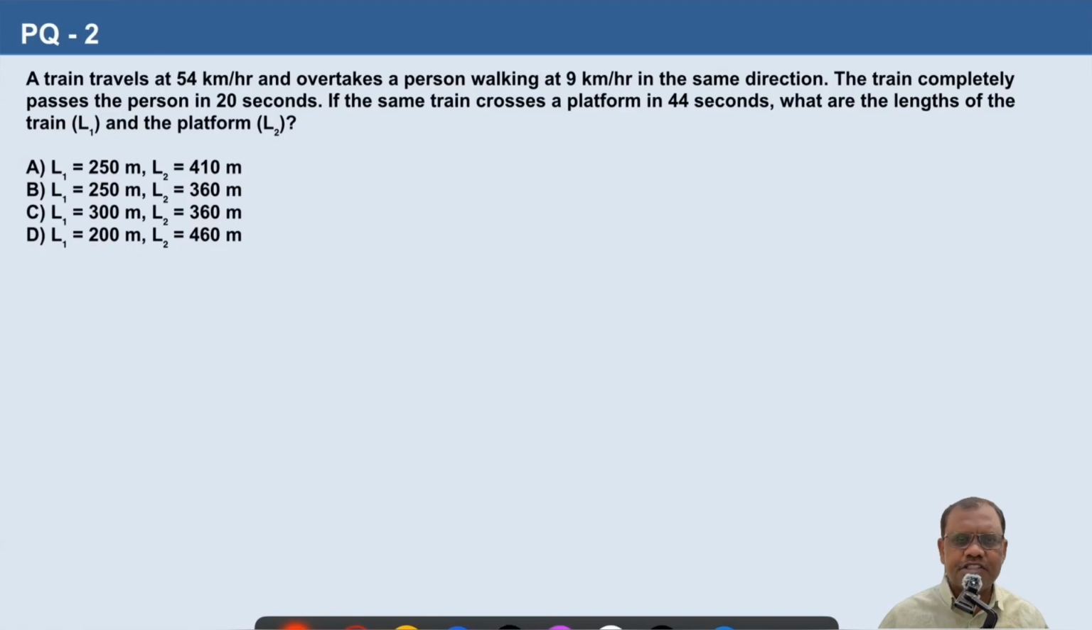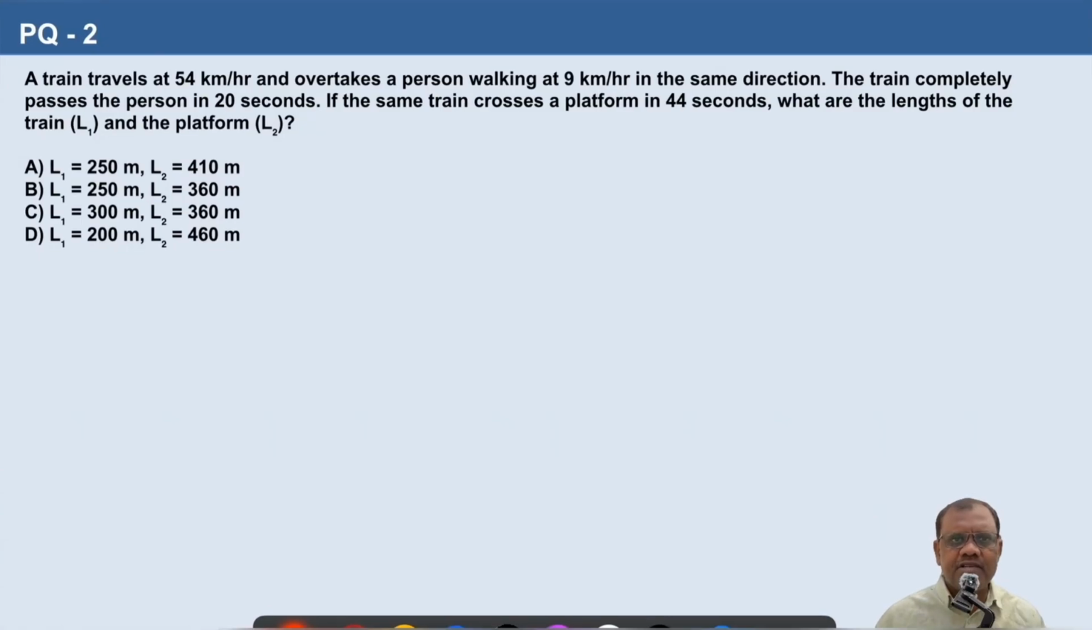Now we move on to question number 2. A train travels at 54 kilometers per hour and overtakes a person walking at 9 kilometers per hour in the same direction. The train completely passes the person in 20 seconds. If the same train crosses a platform in 44 seconds, what are the lengths of the train and the platform?